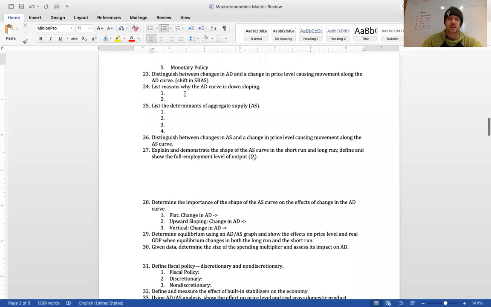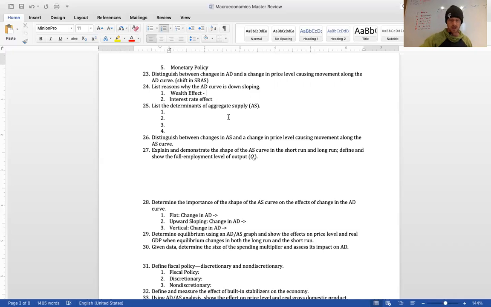24, list the reasons why aggregate demand is downward sloping. I don't expect them to test this, but the 2 reasons are the wealth effect and the interest rate effect. I definitely don't expect them to cover the interest rate effect on the test, so we'll talk about the wealth effect. But the wealth effect is simply saying, if the price of stuff goes up, you can buy less, right? If you have a fixed income, you can only spend that income. If the price of stuff goes up, you can buy less. When the price goes up, you buy less. When the price of stuff goes down, you can automatically buy more. You have the potential to buy more because stuff costs less.